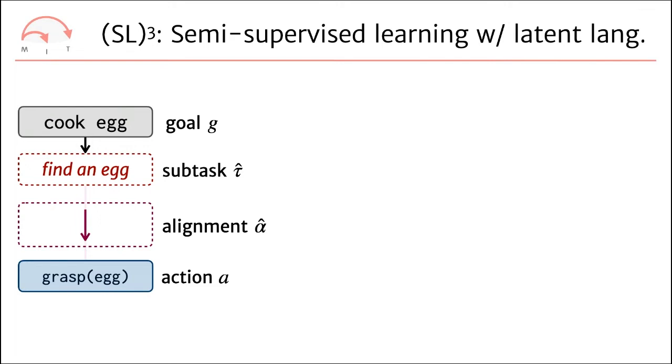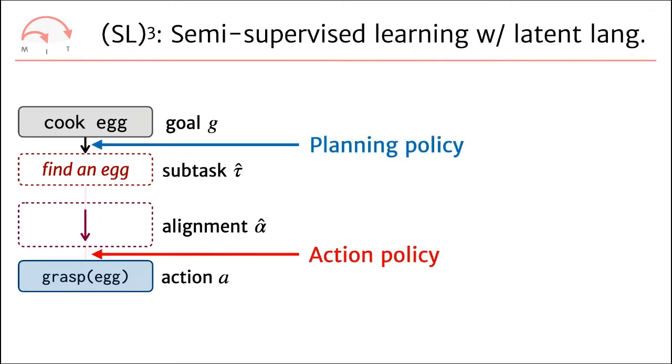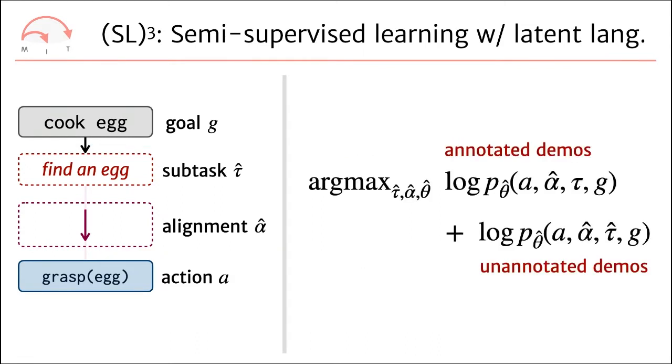And drawn this way, the downward-facing arrows in this picture correspond to the two different components of our hierarchical policy, right? The planning subpolicy that generates these goals, or these subtask specifications, and the action subpolicy that generates actions. Just like this. And to train these policies, we're just going to do maximum a posteriori inference. We're going to find hard assignments to the missing subtasks, the missing alignments, and the model parameters themselves to maximize the complete likelihood of our data set of training demonstrations under this learned policy.